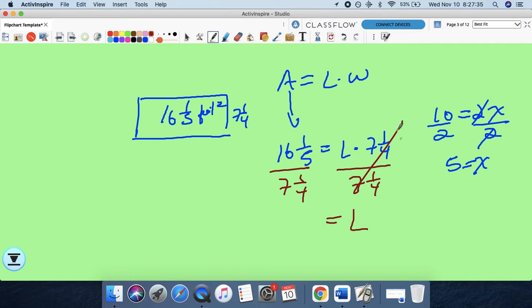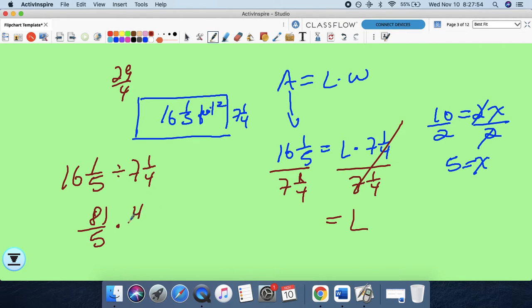These two will simplify to 1. So now this is 7 1/4. We just have to divide. So 16 1/5 divided by 7 1/4. Let's make our change. What is this? 81 over 5 times the reciprocal of this, which is, first of all, 7 1/4 is 29 over 4, right? So put 4 over 29.